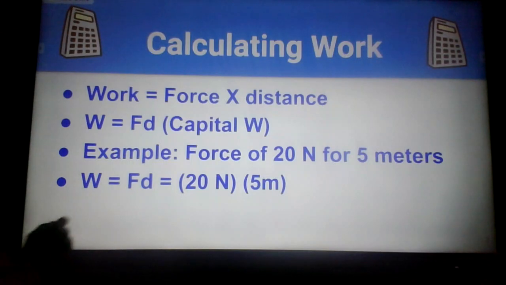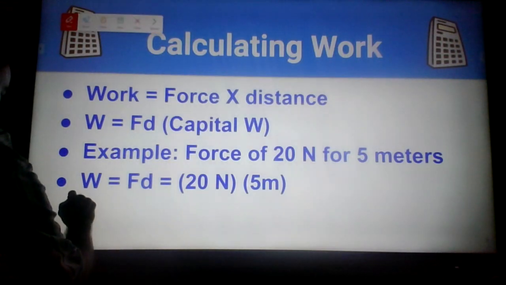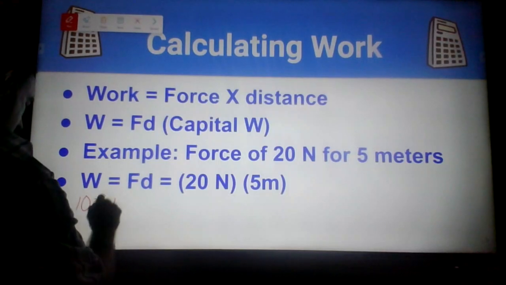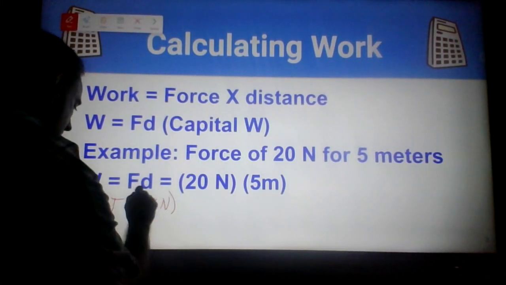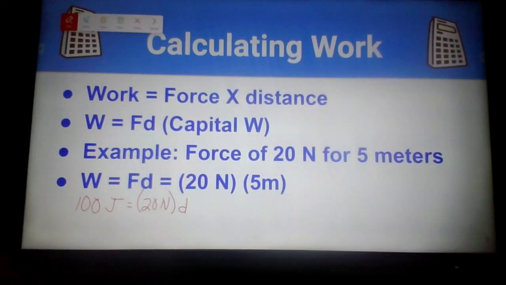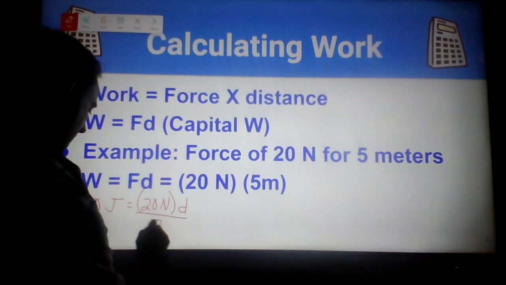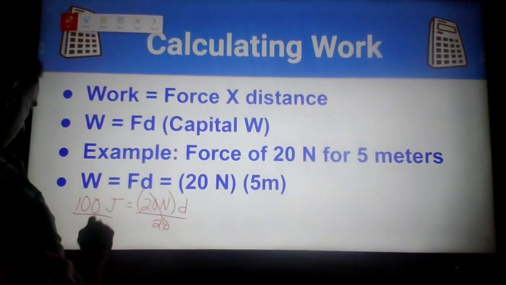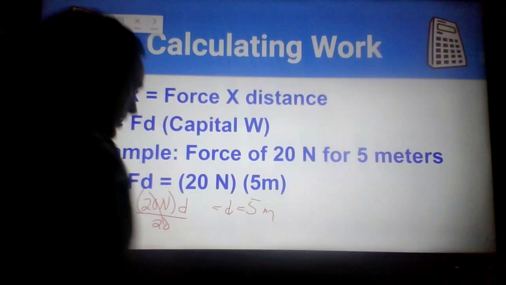Let's say I already know that I have 100 joules, and I've got 20 newtons of force, and I'm trying to figure out the distance that this object was moved. Well, since I already know the answer, I have to do an inverse operation. In this case, I'll just divide. And then D equals 5, and the unit is meters.